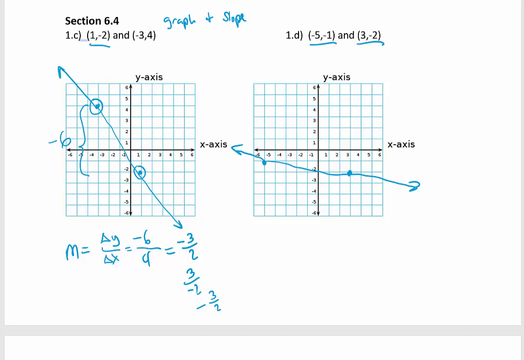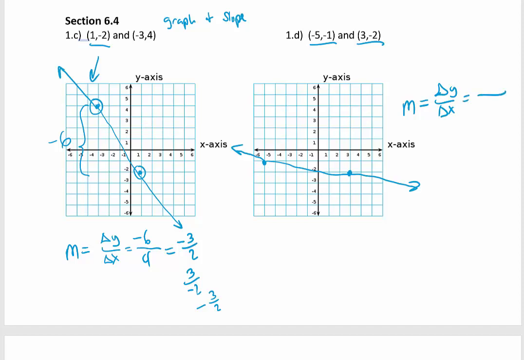Okay, so you can tell we're going downhill again, so we're probably going to end up with a negative slope here. Notice when we did this graph to the left, it was going downhill. We ended up with a negative slope. Same thing here. So we're anticipating a negative slope. Change in y, change in x. Let's go look at these changes.